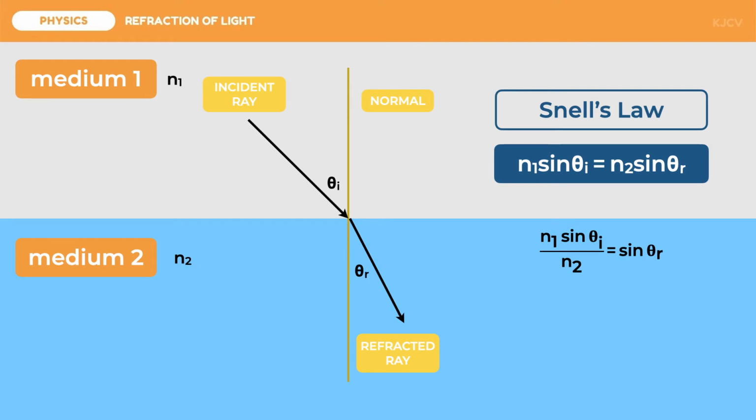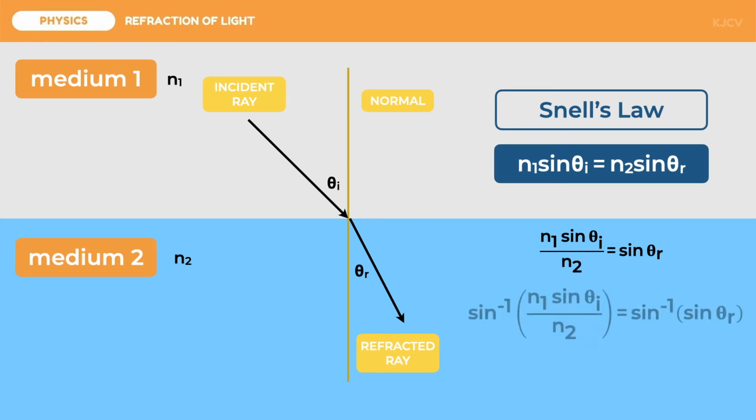Now, we can see that we haven't completely isolated theta sub r. We cannot divide both sides by sine because sine is not multiplied to theta sub r. It is rather a trigonometric function of the angle. Thus, we need to get the inverse sine of both sides of the equation.